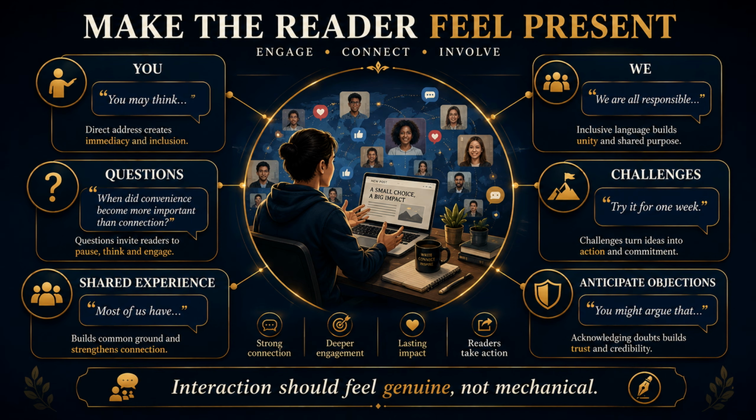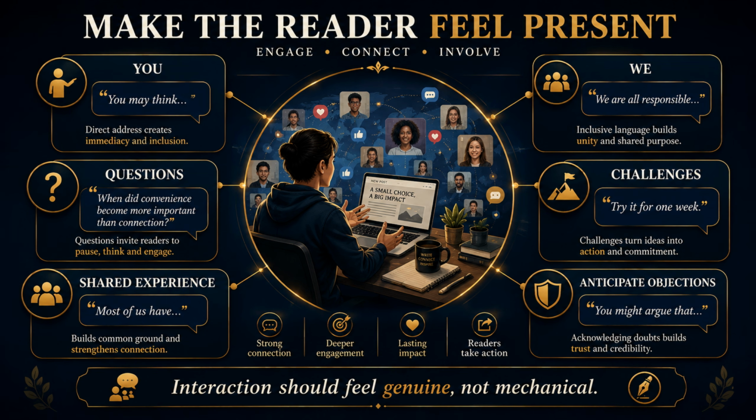Another important blog feature is direct engagement with the reader. You can achieve this through second-person pronouns: you may think one person's choices make little difference. Through inclusive pronouns: we are all responsible for the culture we create at school. Through questions: when did convenience become more important than connection? Through challenges: for 1 week, try carrying a reusable bottle and notice how often you would otherwise have bought plastic. Through shared assumptions: most of us have probably complained that we are too busy to volunteer.